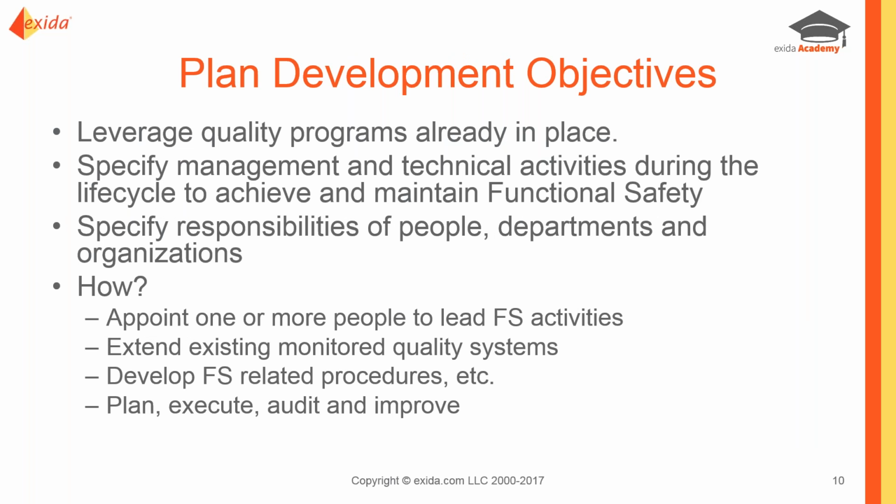As we're developing this functional safety management plan, a really important thing we want to do is make sure we leverage existing quality programs. There's certain documentation, certain procedures and practices that probably already exist within the organization. They may need to be modified or tweaked a little bit in order to incorporate them into the functional safety management, but we don't have to start over on these things.